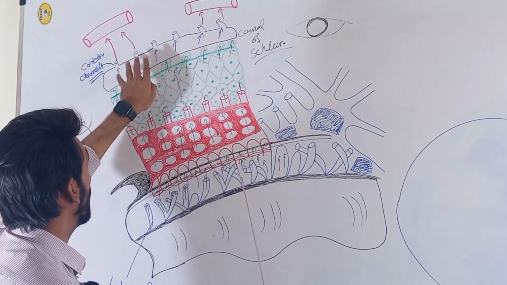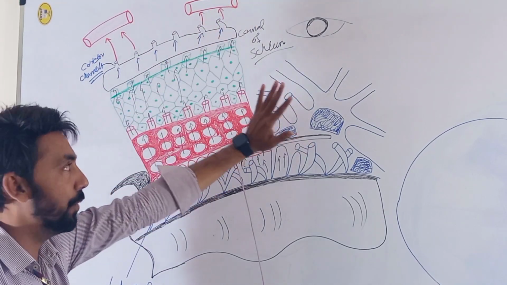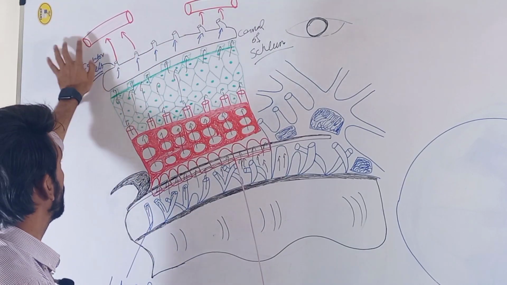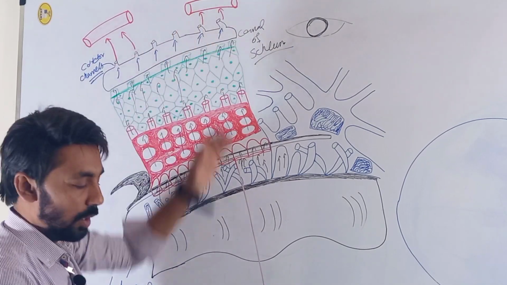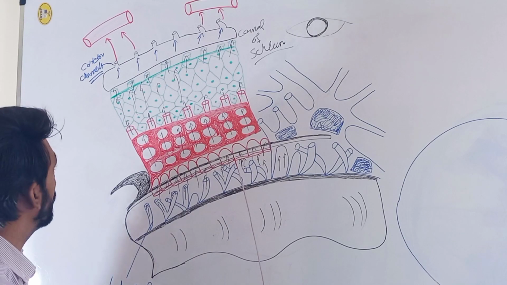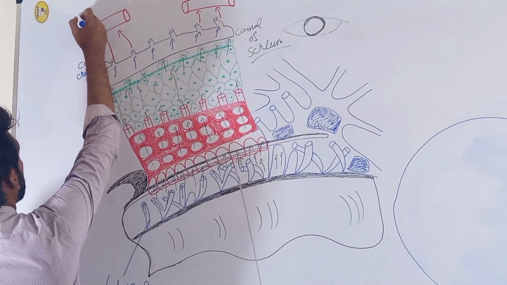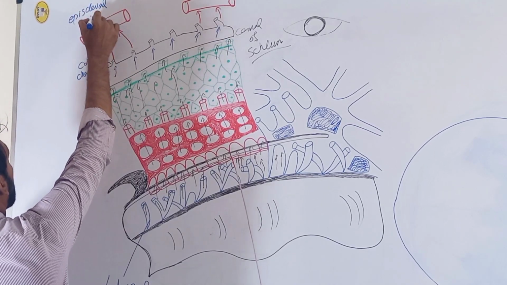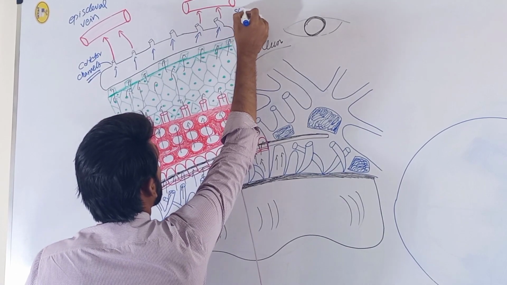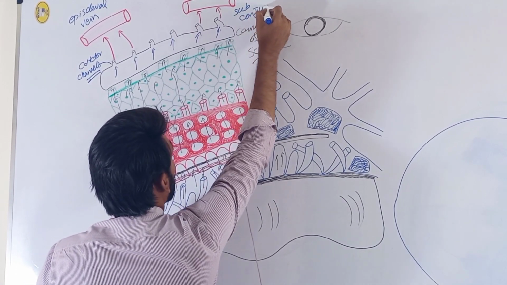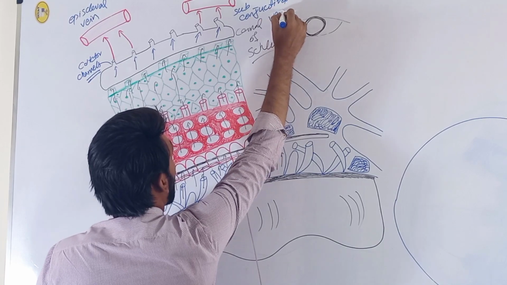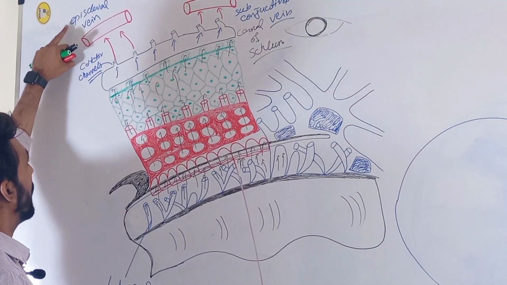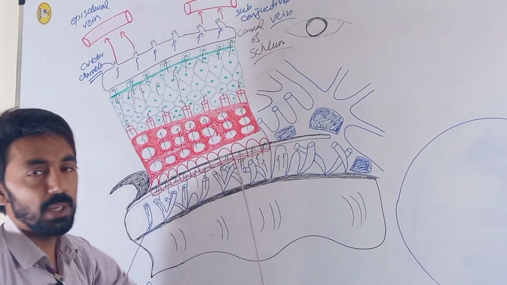And from the collector channels there are two different veins which will welcome our aqueous humor. So the first channel is called this vein, and the second one is called this vein. What are the names of these veins? This is called the episcleral vein, and the second, the subconjunctival vein. So there are two different veins. The first one is called the episcleral vein, and the second one is called the subconjunctival vein.